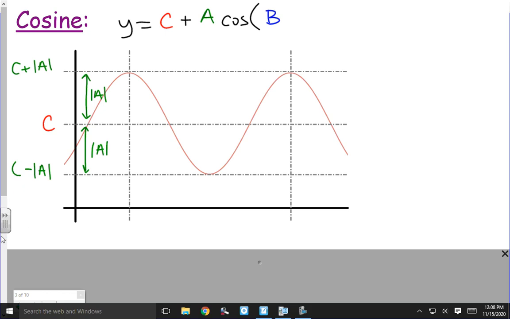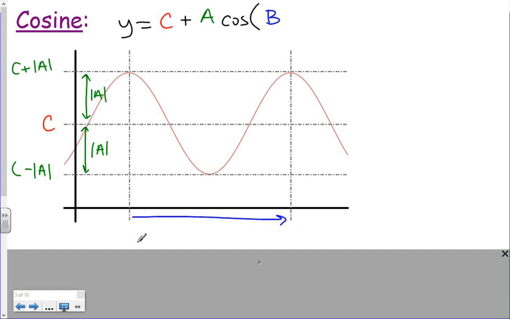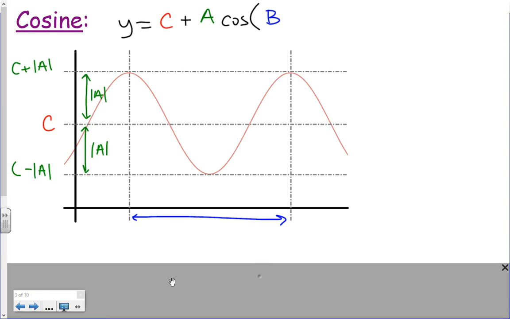So b is on our horizontal axis. b is related to your period, remember. So it turns out that if you take 360 divided by the absolute value of b, that tells you the distance from one point to the next corresponding point on that particular cycle there. So this distance right here is the period, and the period, remember, is equal to that 360 divided by the absolute value of b.